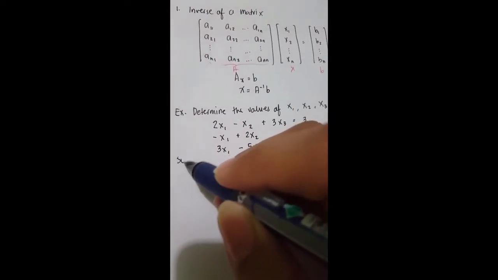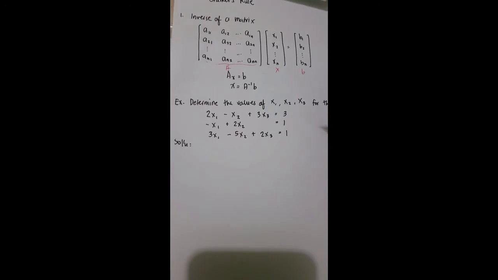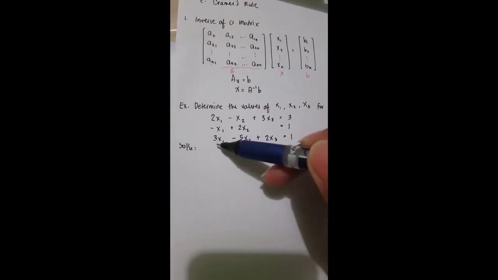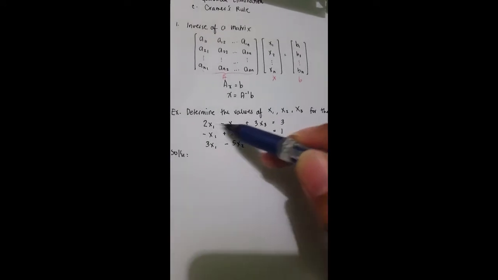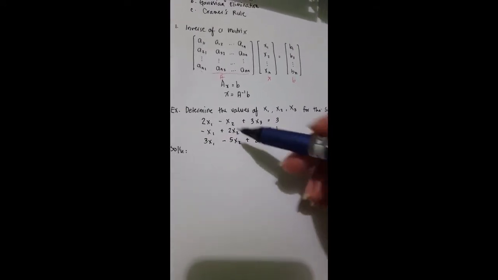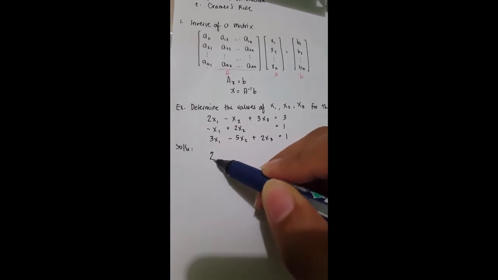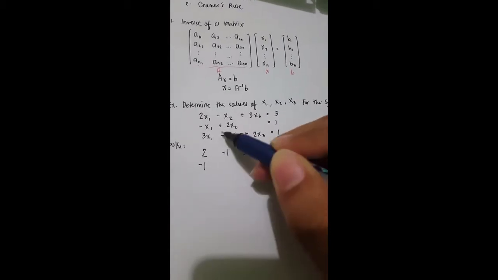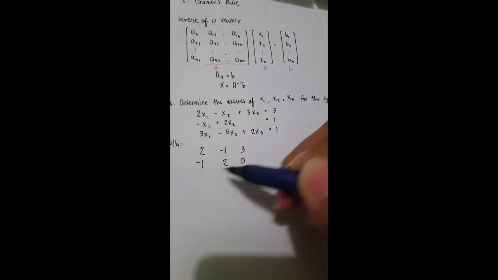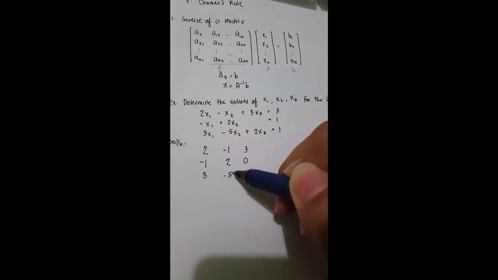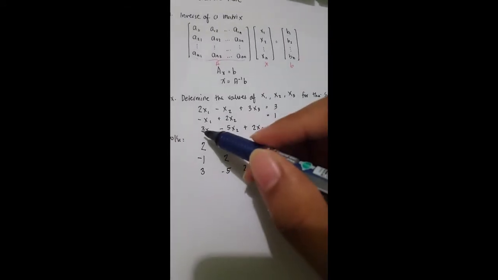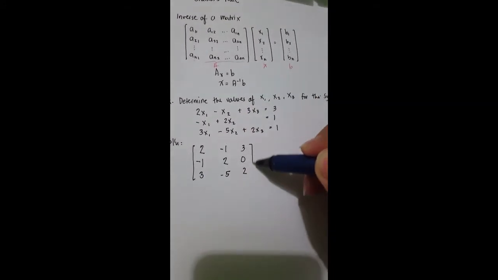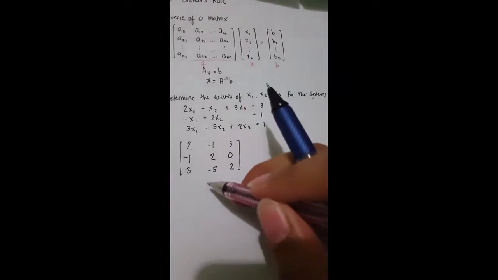So, our solution should be, put this in matrix form. Okay, so how do we do that? Of course, this will be your column 1, column 2, and column 3. That will be your row 1, row 2, and row 3. So, we have to get the coefficients 2, negative 1, and positive 3. We have negative 1, 2, and that is 0. We have 3, negative 5, and 2. So, this is our matrix. That is our A.